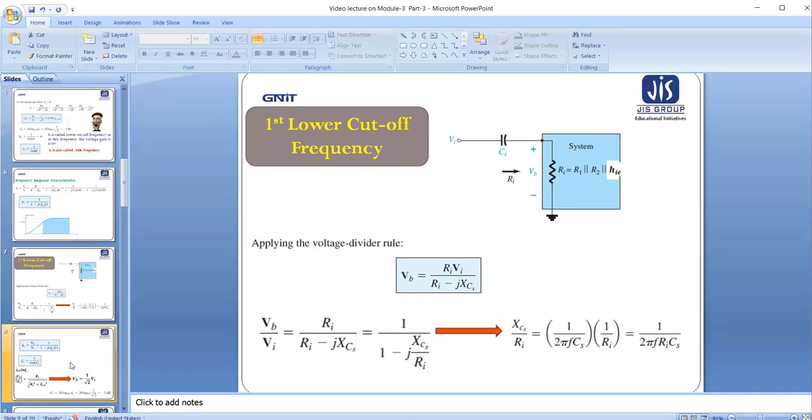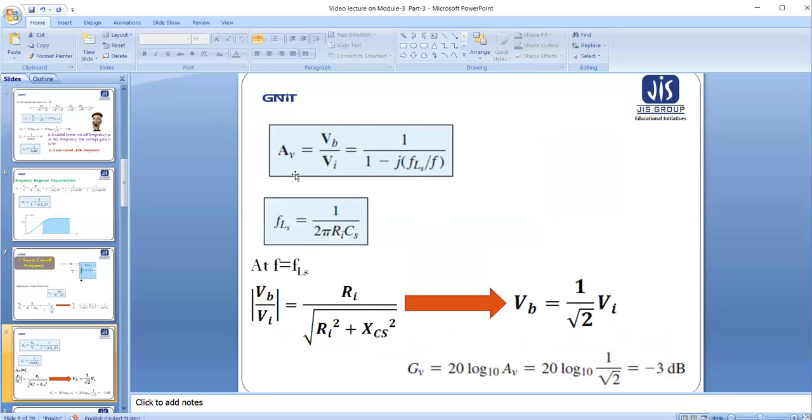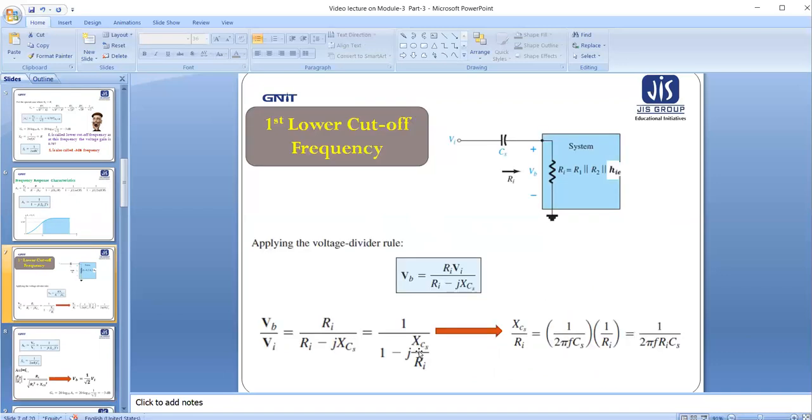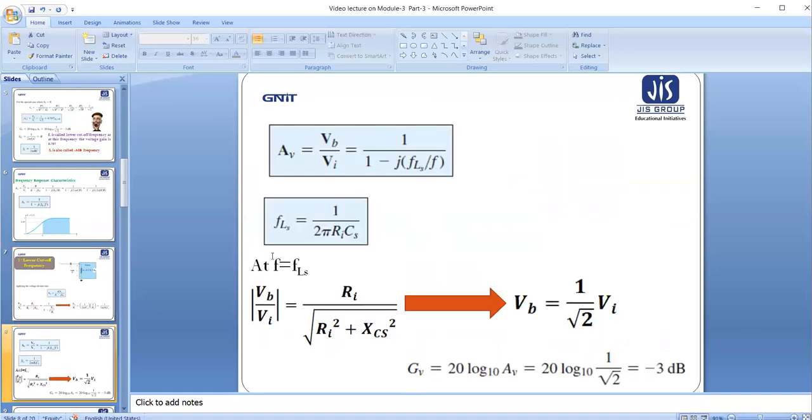If we segregate the term F and the 2 pi, then 1 by 2 pi Ri CS is called the lower cutoff frequency. So AV equals VB by Vi, which equals 1 by 1 minus j FLS by F, because it is j FLS. FLS stands for 1 by 2 pi Ri CS, and F is the variable, so it looks like this. So FLS equals 1 by 2 pi Ri CS.